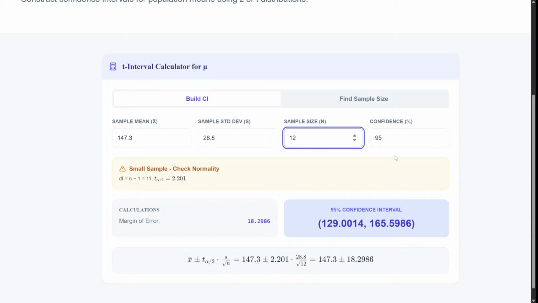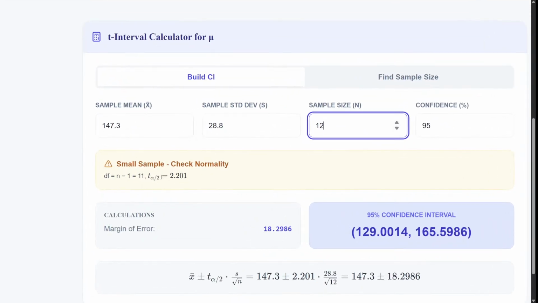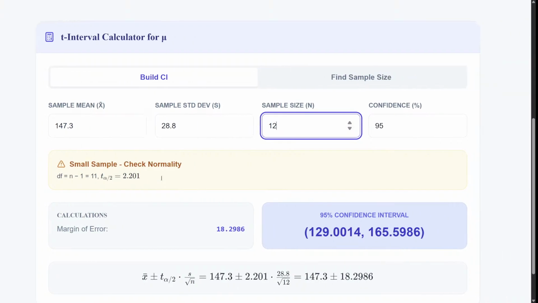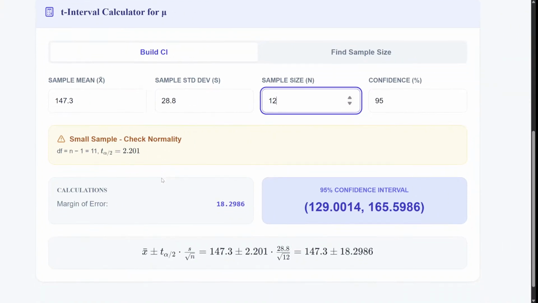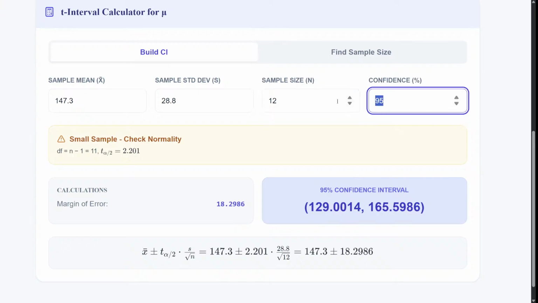And if I wanted a 95% confidence interval, that's my confidence interval. Notice it does say it's a small sample. I'll tell you that it's actually normally distributed in the problem. So that's the confidence interval. If I want a different confidence interval, I'll just tell you whichever percentage I want there.